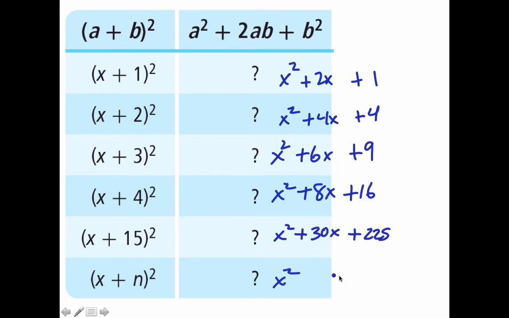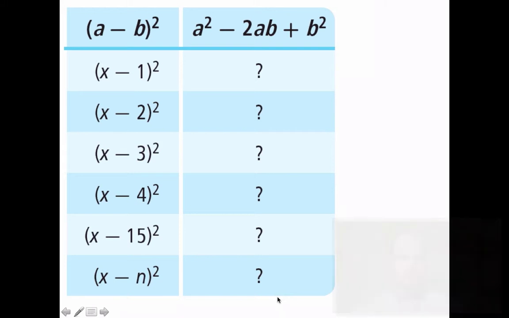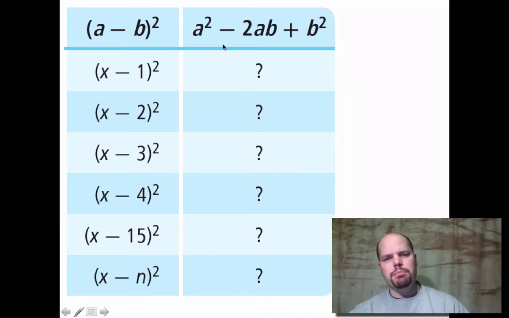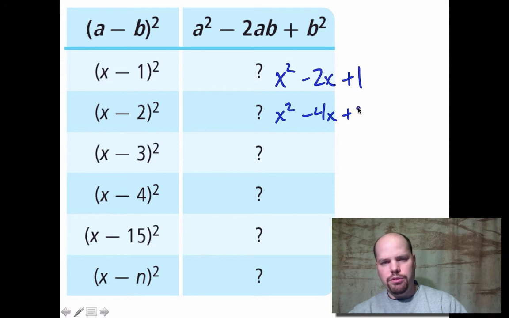Here we're going to get x squared plus n squared, but we're going to get an xn or an nx, 2 of those, so plus 2nx. All right. What if it was the quantity a minus b squared? The only difference is this middle term is negative, so this is going to be x squared minus 2x plus 1 squared, x squared minus 4x plus 2 squared.